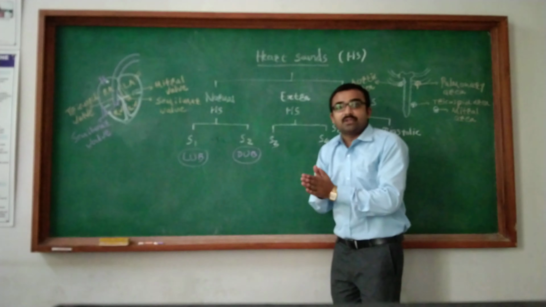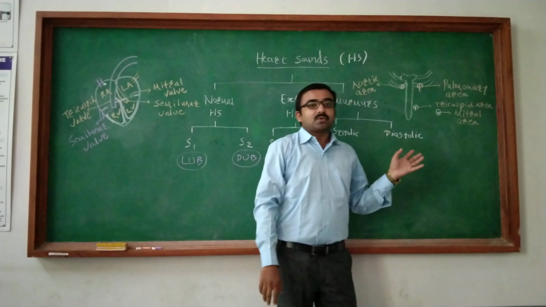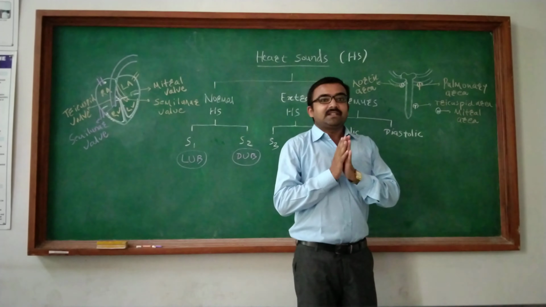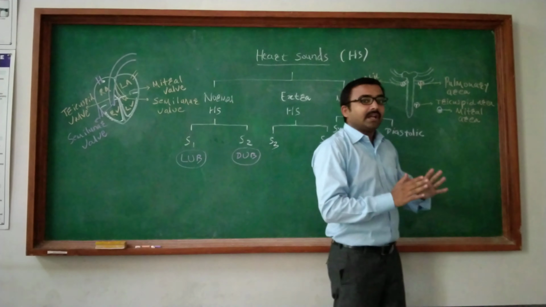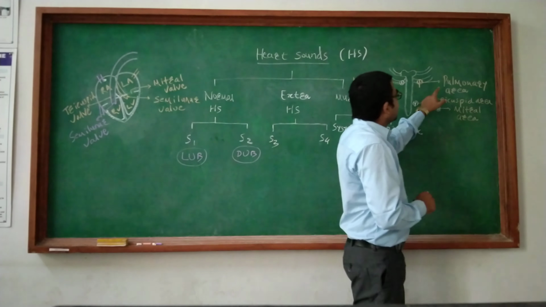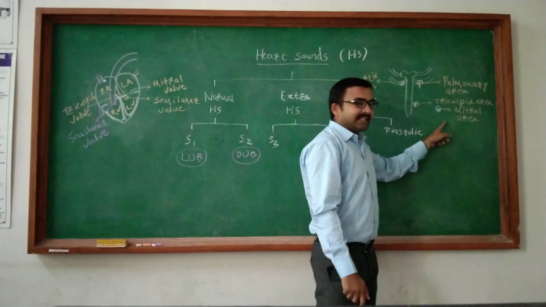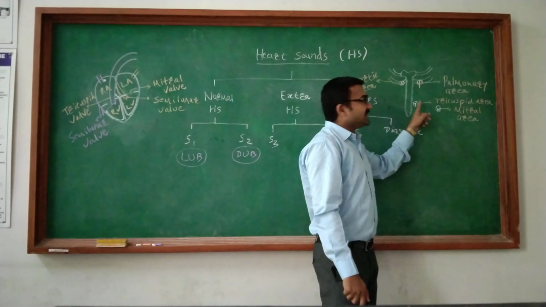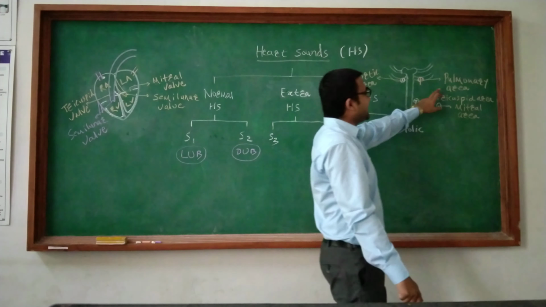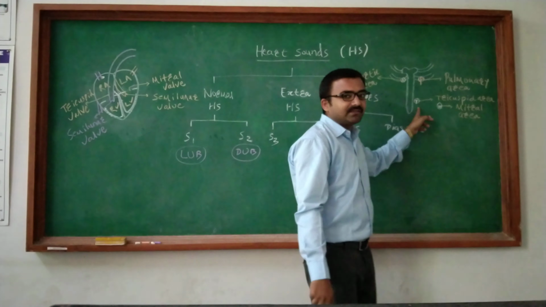Now, how to auscultate the chest wall for the heart sounds? What is the procedure? Whenever you are supposed to auscultate any patient for the heart sounds, always remember that the chest should be open and you have to auscultate on 4 different areas on the chest wall. The areas are pulmonary area, aortic area, mitral area, and tricuspid area. These 4 areas correspond to the 4 valves: pulmonary area for pulmonary valve, aortic area for aortic valve, mitral area for mitral valve, and tricuspid area for tricuspid valve.